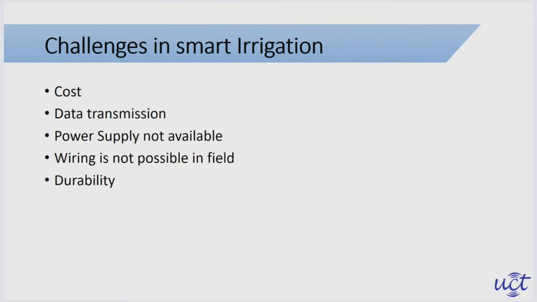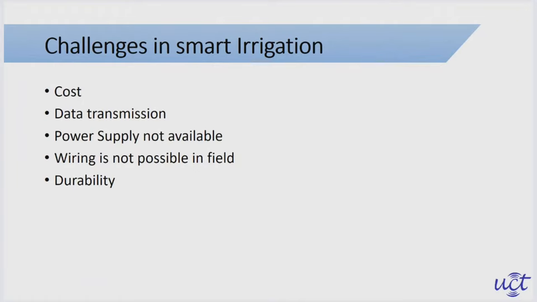But there are some challenges in smart irrigation too. Like cost, because in India or any other developing nation, cost is a very important factor in purchasing or deploying anything. Agriculture in India is already not a high profit margin business. So cost is a very sensitive part.